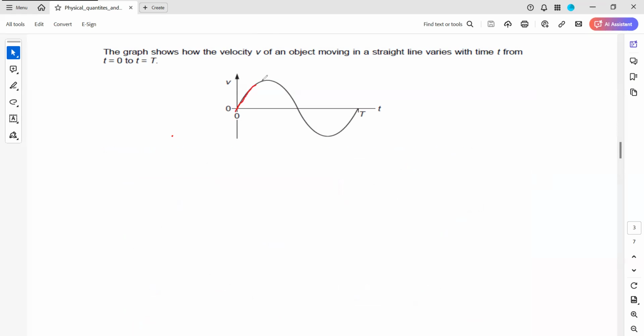So from A to B, what happened? A to B, what happened to acceleration? Yes, good, Imad. A to B, the acceleration is decreasing. And what about the value of the acceleration? Positive. Then from B to C, what will happen? From B to C, is the acceleration decreasing or is it increasing?